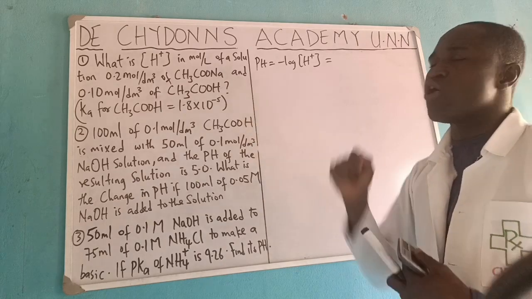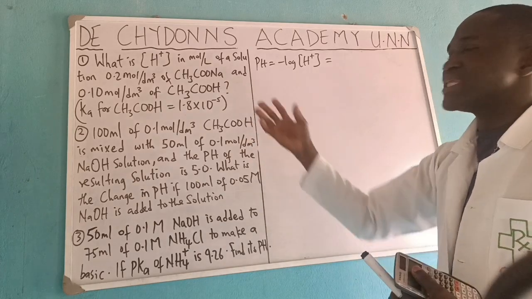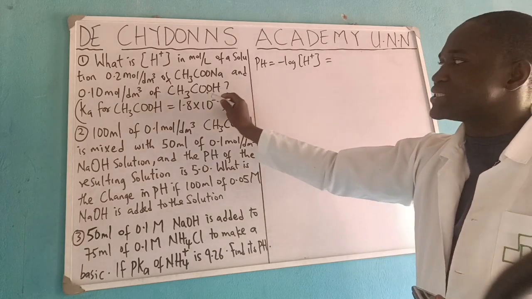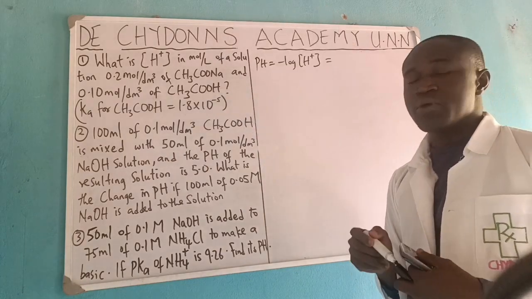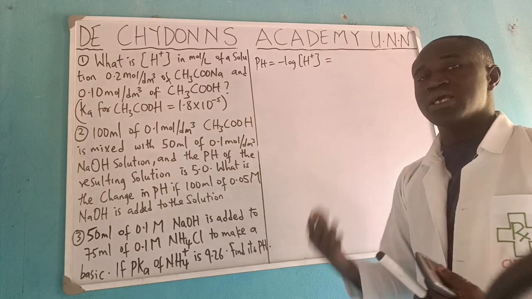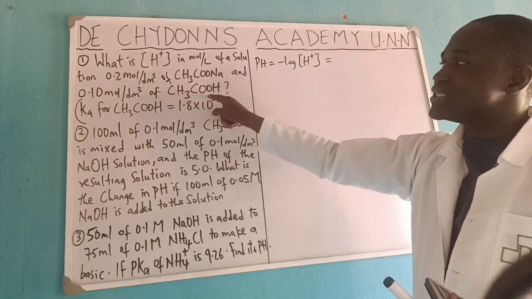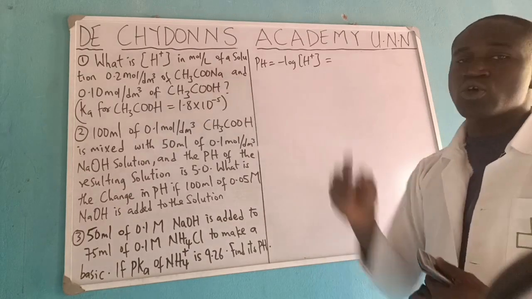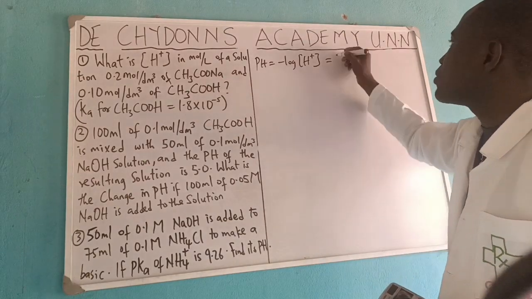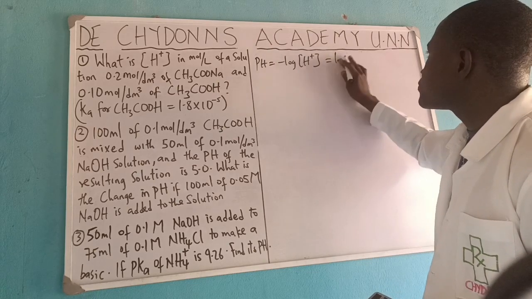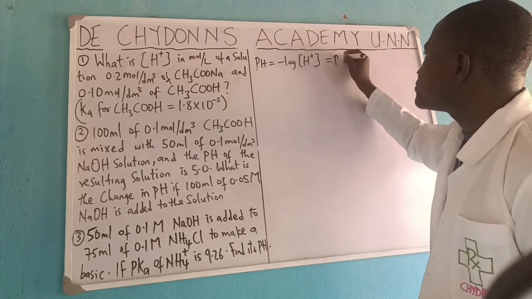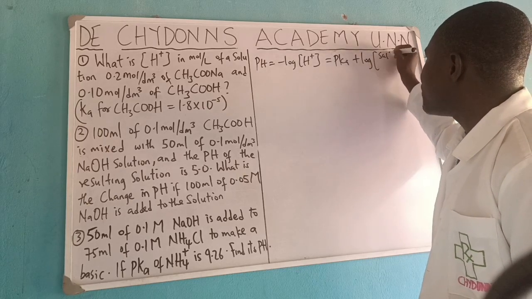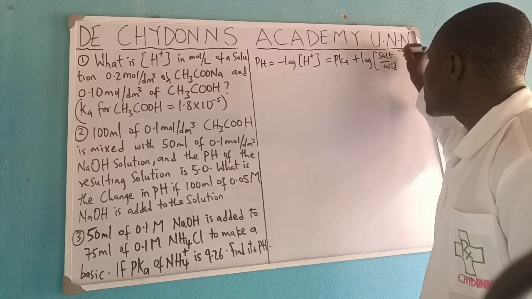What is the pH of this buffer? Is this a buffer or not? How do I know whether this is a buffer? You can call this a buffer because it has an acid and its conjugate base. Because we say an acidic buffer is a buffer solution that has an acid with its conjugate base. And so this is an acidic buffer, so to speak. So we now say pH is equal to pKa plus log of salt over acid, as we said.